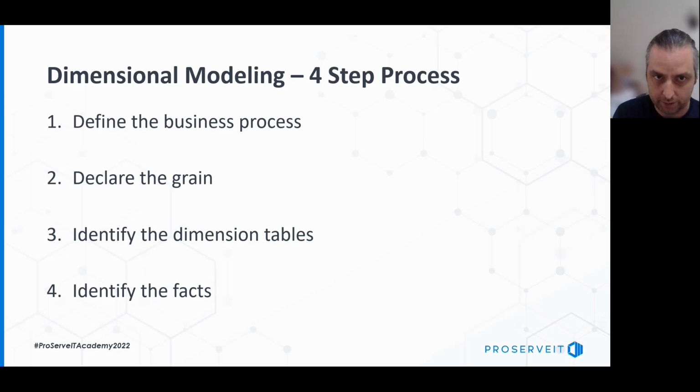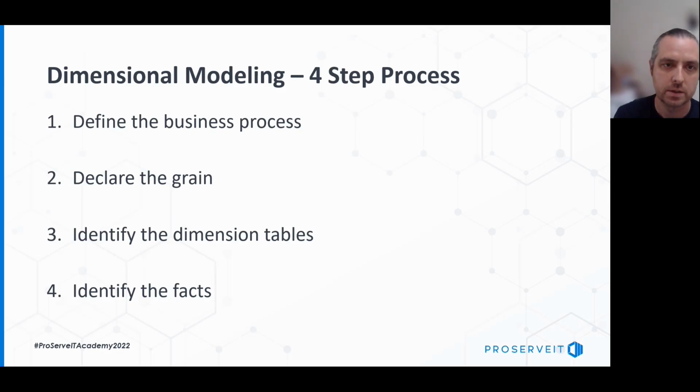After you declare the granularity at which you're going to model your business process, you then identify the dimension tables. So what do I need to slice and dice my data by? And then you identify the facts. So what am I measuring here? Quantity, price, cost, those kinds of things.